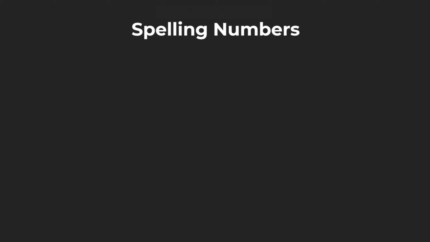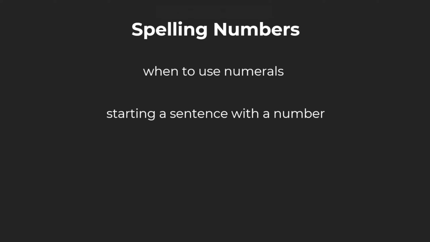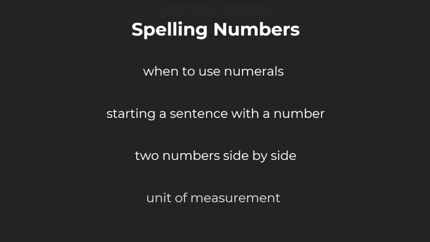In this video, we'll be reviewing the rules for spelling numbers in writing. We'll cover when to use numerals instead of spelling the number out, what to do when starting a sentence with a number, what to do when you have two numbers side by side, and numerals used together with a unit of measurement. Before jumping in, it should be pointed out that different editorial style manuals have different rules for writing out numbers.